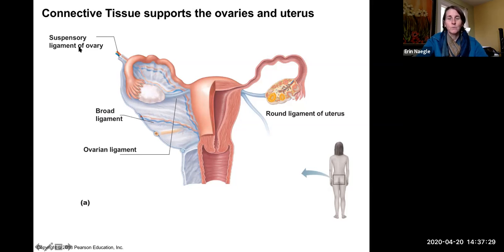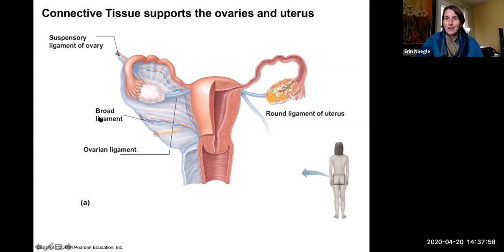There are these more cylindrical round ligaments. That includes the suspensory ligament of the ovary, which gives support on the superior side, the round ligament of the uterus, as well as the ovarian ligament here that connects the ovary to the uterus.